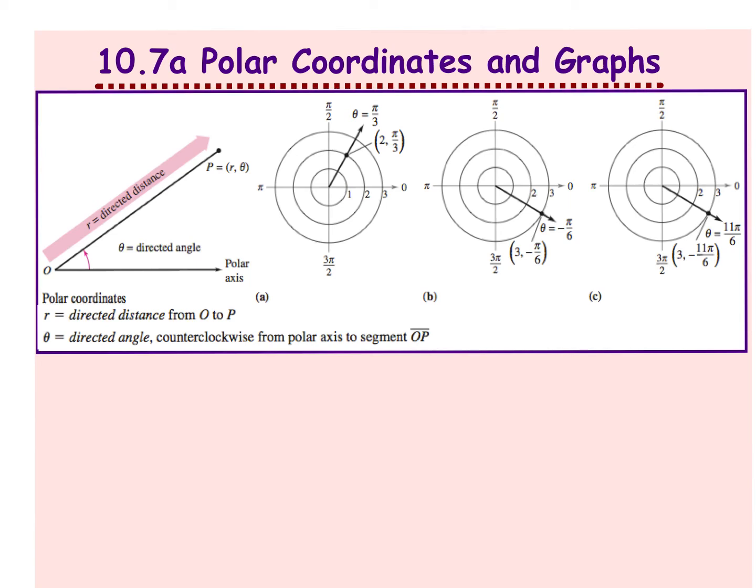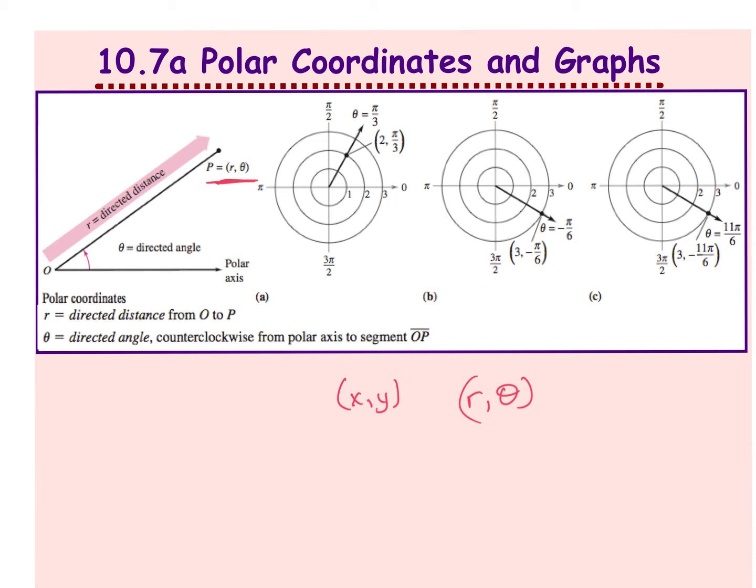10.7a, polar coordinates and graphs. So when we have a rectangular ordered pair, we're in the form of x comma y, right? Now for a polar ordered pair or a polar coordinate, it's known as r comma theta. All right. So r comma theta is your polar pair.